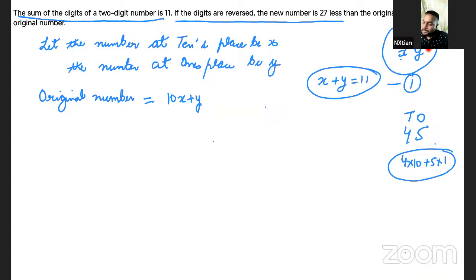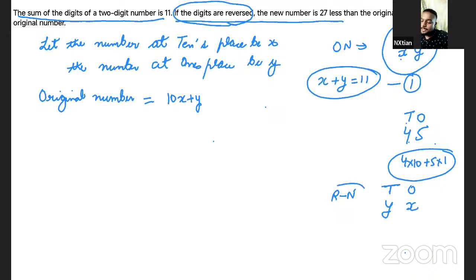This is the original number. Now it says the digits will be reversed. What is the meaning of reverse? This is the original number. Reverse number means x, which is at the tens place, will go to the ones place, and y, which is at the ones place, will go to x's place. It's going to be like this.